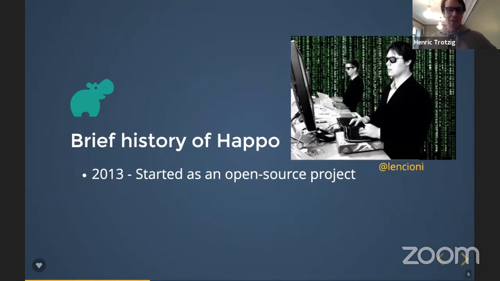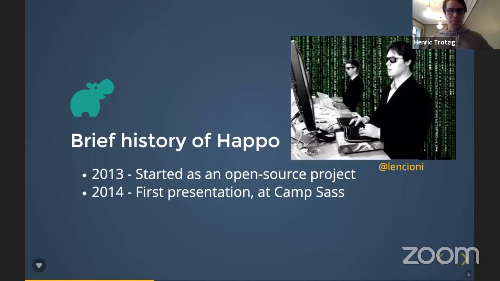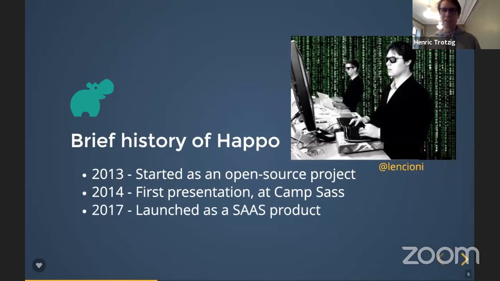So Joe and I started working on front-end infrastructure, and we built an open source project, and then we presented it back in 2014 at a conference called Camp SAS, a local San Francisco conference. And it was all fun. Happo as an open source tool started growing a little bit. Some people started adopting it. Joe and I split ways. He started working for Airbnb, and I started working on Happo.io, which was the software as a service product. So Joe got involved in adopting Happo at Airbnb, and I got involved in building Happo.io.